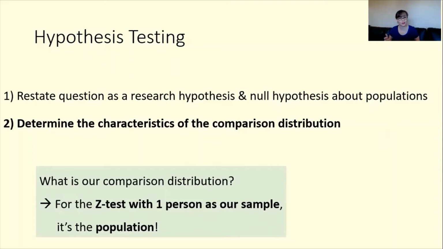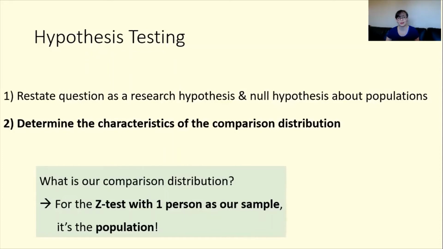And that's going to become very important, kind of that parallel between our sample and our comparison distribution. And it's something that we'll continue to return to for each test, thinking about what do we have and what are we comparing to? And again, these things have to match up. In this case, we have one individual and we compare to a population of individuals.